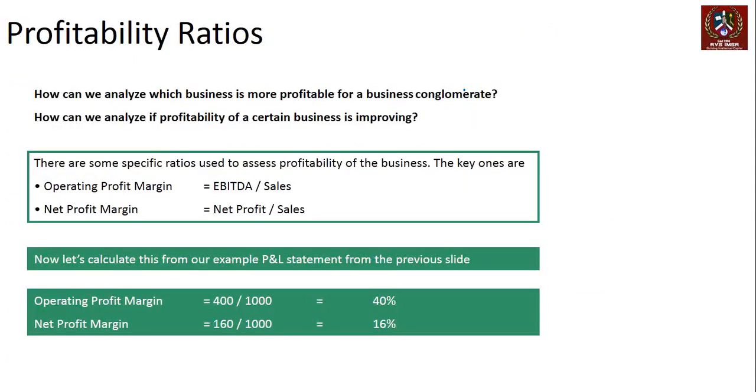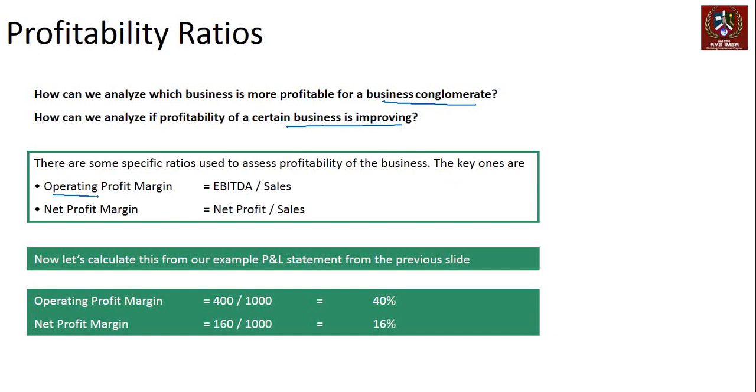Now, what are the types of questions you could answer based on that? How do you analyze if the business is more profitable for a business conglomerate? Let's say Reliance is a company which is in chemicals, which is in telecom, which is in petrochemicals, which is in retail. Which business is more profitable? Two, how do you analyze if profitability is improving? How do you analyze if a company is more profitable as compared to another company? How do you analyze if a company generates more profit per rupee of sales generated? Right? That's where profitability ratios come in.